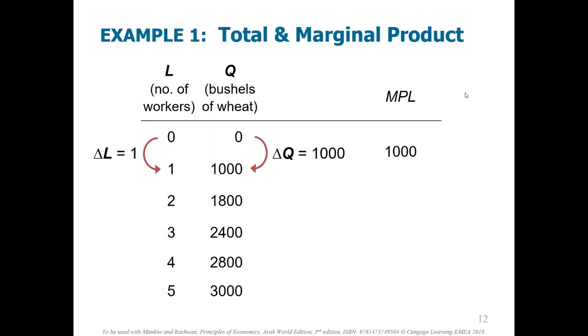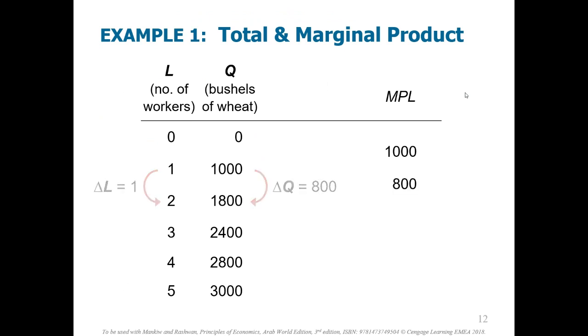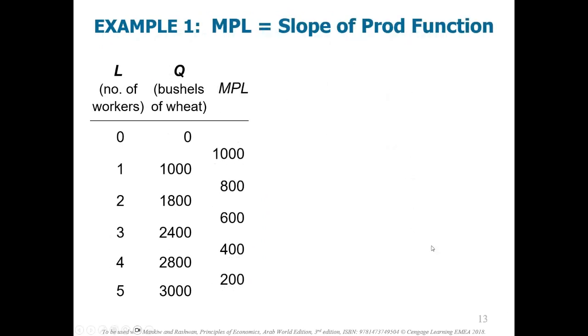Your marginal product, when going from 0 to 1, the quantity increased by 1,000. From 1 to 2, it increased by 800. So your marginal product is basically that amount, because the denominator is just changing by 1 unit, but your quantity is changing by different amounts. So you notice this marginal product is decreasing. That's an interesting thing to know.